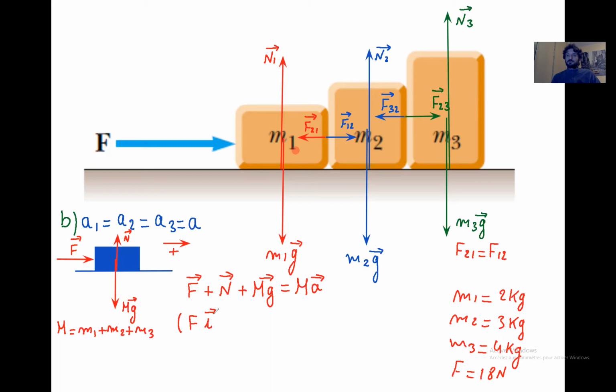So F i, N is up, Mg is down, equals to M times a. We have only ax, we don't have ay. So we have ax in the positive direction plus ay j. Okay, I need to calculate a. We said we don't have y, we can say 0 j. We can take i with i and j with j.